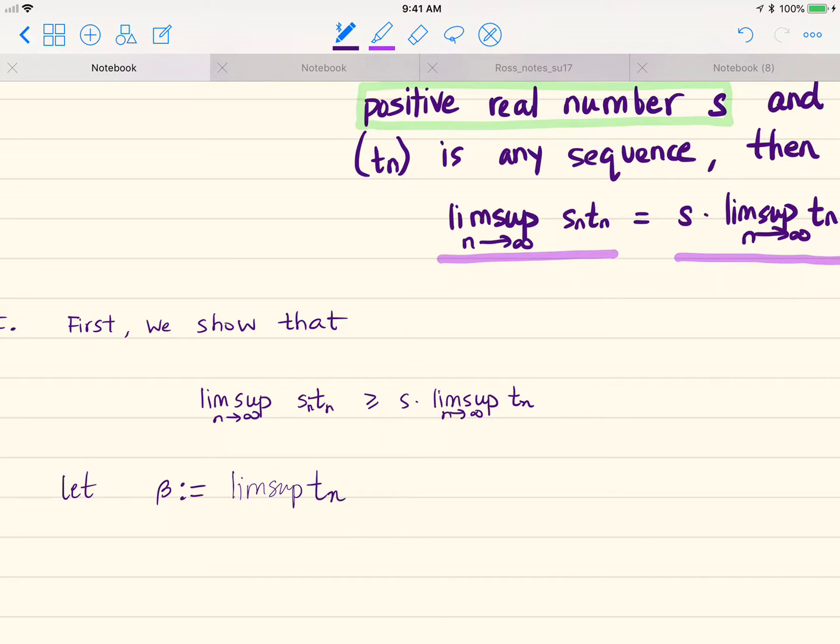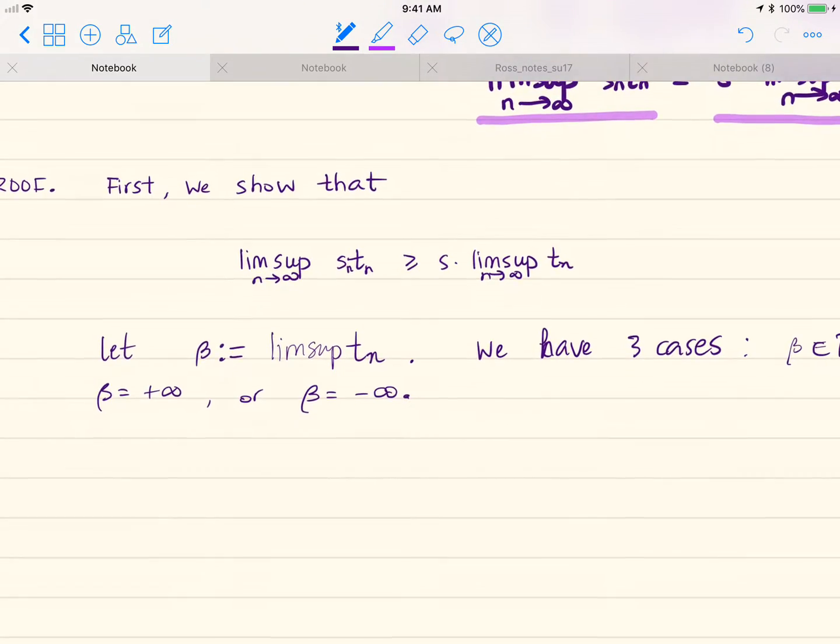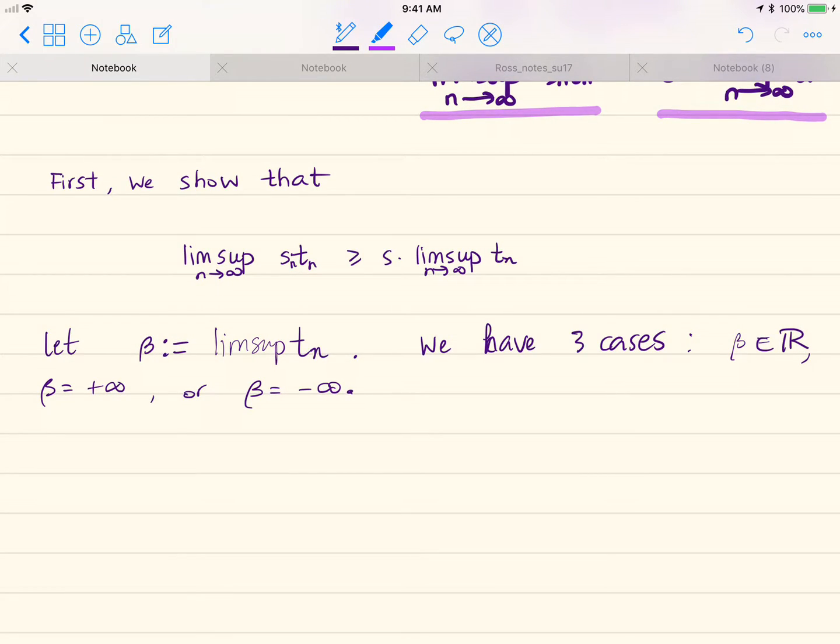And now we have three different cases based on whether beta is a real number, is positive infinity, or is negative infinity. So we have three cases: beta is real, beta is plus infinity, or beta is minus infinity. For this video, we're only going to focus on the first case, which is if beta is a real number. So suppose beta is a real number.